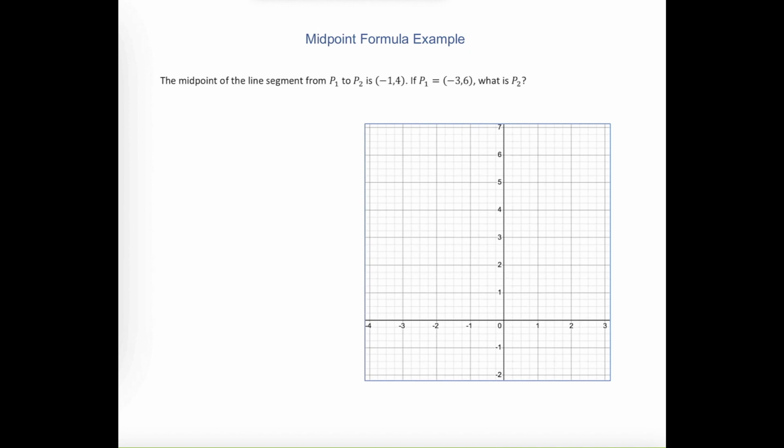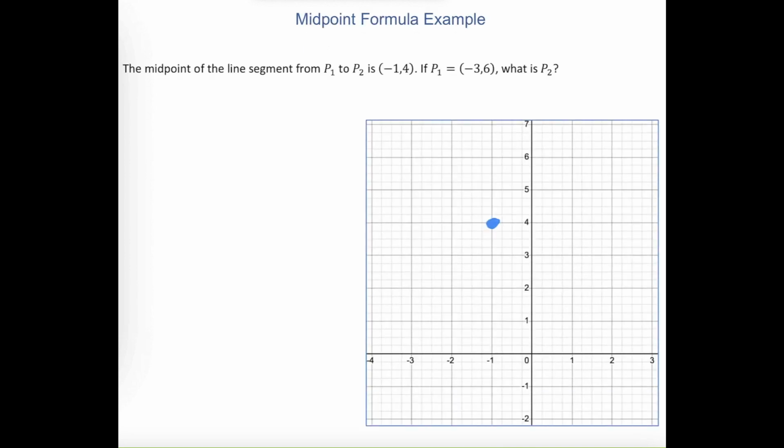So in order to process this information, let's graph it and then look at it again. The point negative 1, 4 is located right here, and we're told that this is the midpoint of the line segment. We have the first endpoint at negative 3, 6, so this is point 1, and we're asked to figure out what the second ordered pair is, somewhere down here, such that the negative 1, 4 point is the midpoint of that line segment.